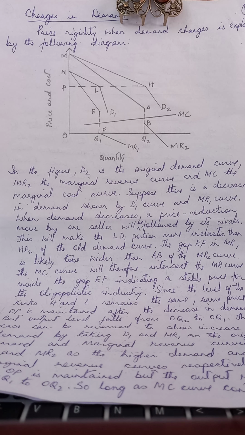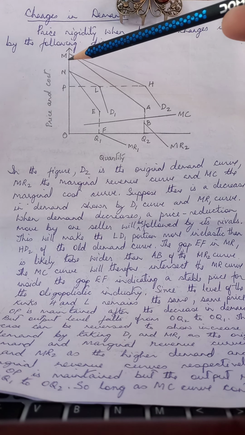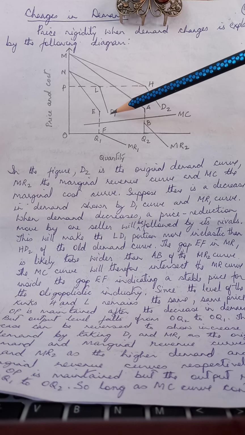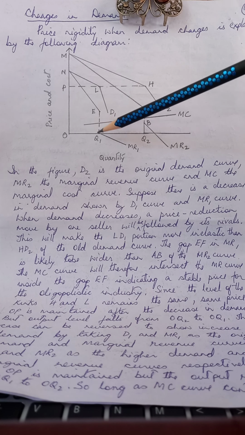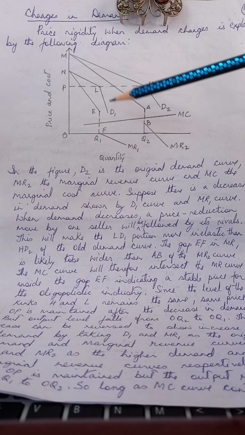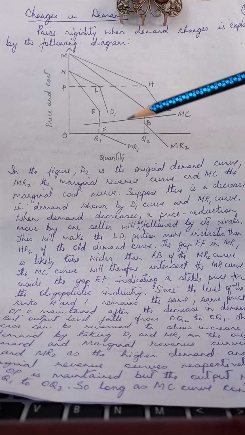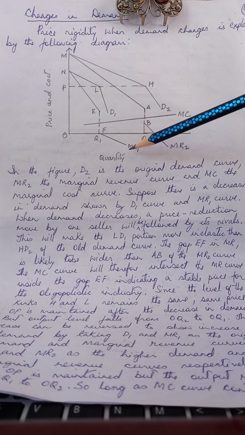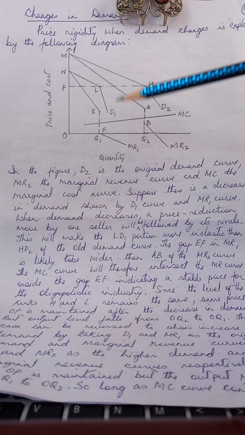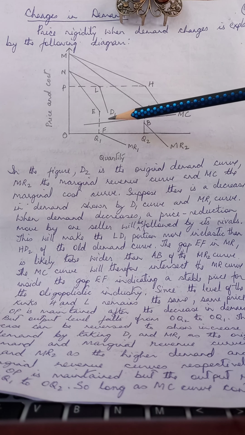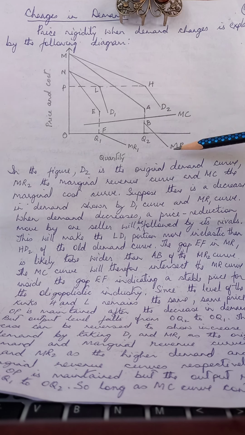Further, let's take another situation when demand increases. Let's take this as the original demand curve, and this as the original marginal revenue curve. That is, D1 is the original demand curve and MR1 is the original marginal revenue curve. If demand increases, we will have a new demand curve named D2, and a new marginal revenue curve named MR2.